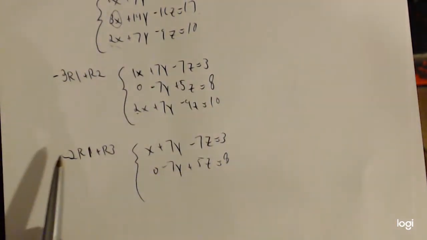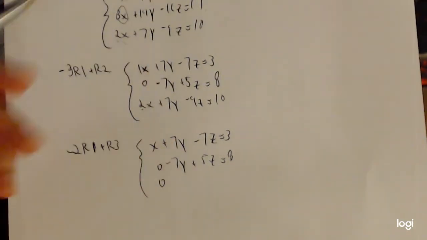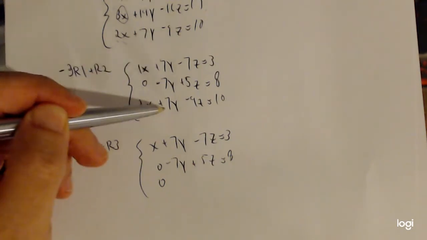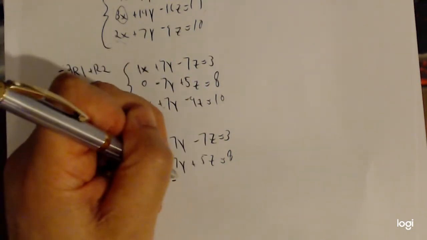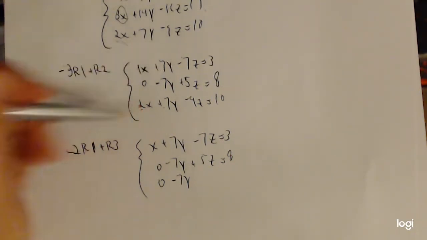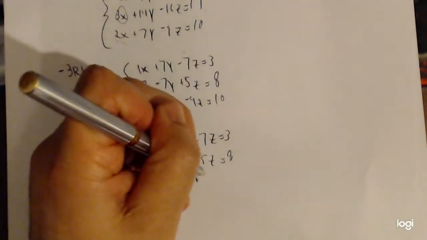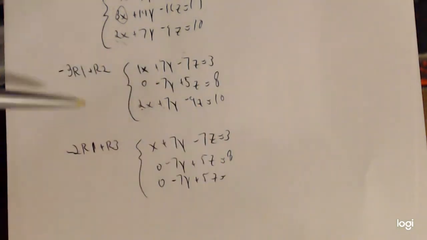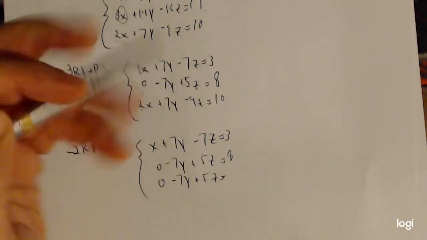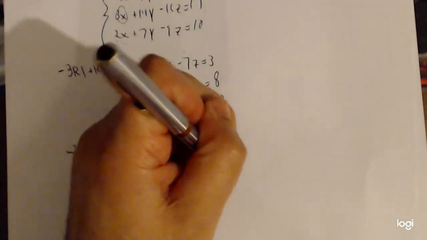And now what do we notice? Negative 2 times x is negative 2x plus 2x is 0. Negative 2 times 7 is negative 14y plus 7y is negative 7y. Negative 2 times negative 7 is going to be 14z plus 9z, that's 5z. And then negative 2 times 3 is negative 6 plus 10 is 4.